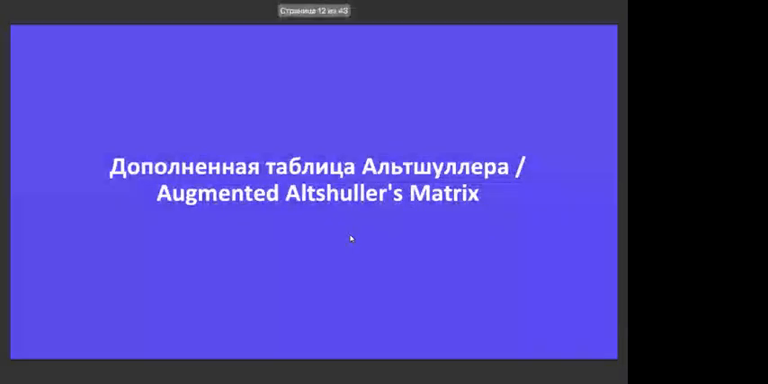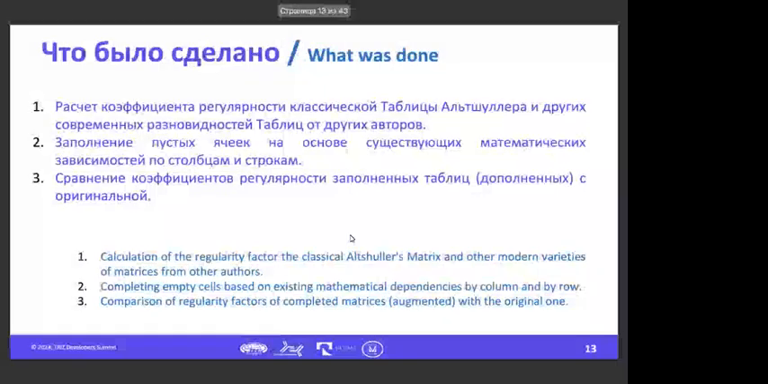So the first conclusion of our huge work was the added matrix of Altshuler. So this is the matrix or table without any gaps and blanks, 39 by 39. How we did it? We were based on the math laws, and thanks to Mr. Sisoyev, he was helping us to check our ideas as a mathematician.